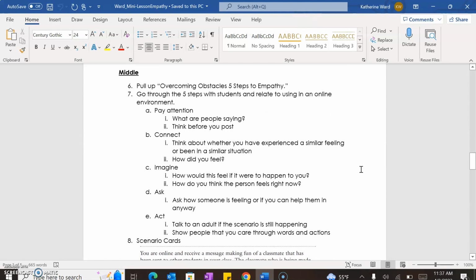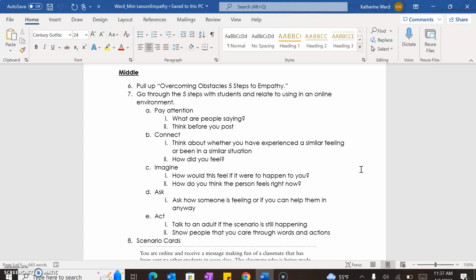The middle of the lesson looked at overcoming obstacles, 5 steps to empathy. There are 5 steps looking at empathy in an online environment. Those are: pay attention to what people are saying and thinking before you post. Connecting, so thinking about whether you have experienced a similar feeling or been in a similar situation and how did that make you feel. Imagining, how would this feel if it were to happen to you and how do you think the person feels right now.